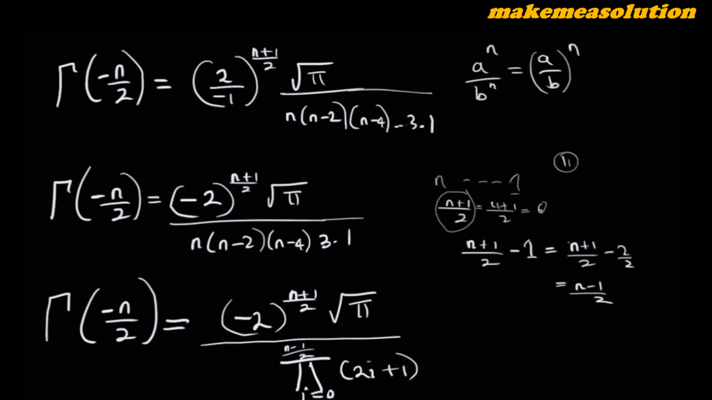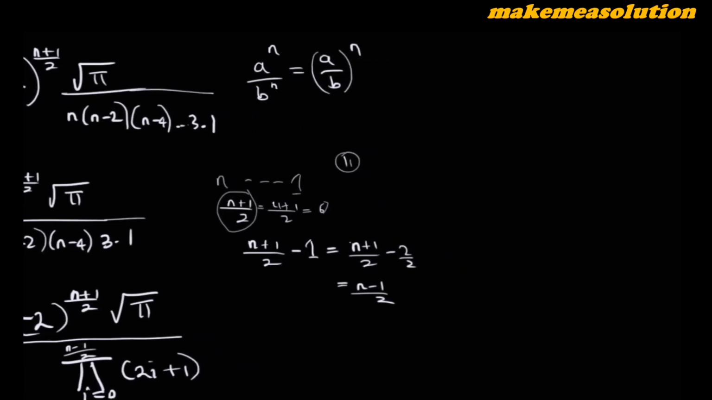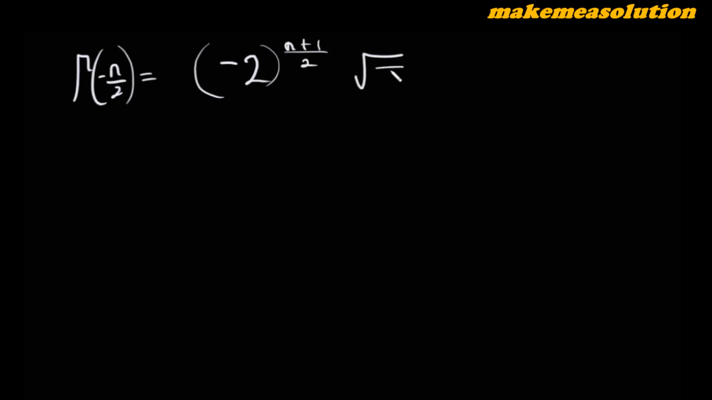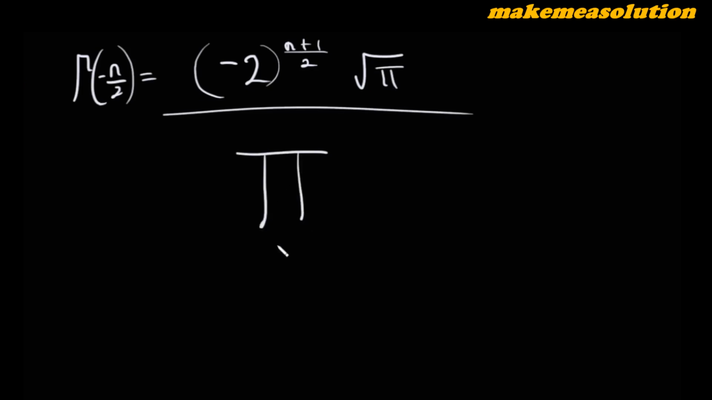So we are going to test it out. Is that okay? So that it will be legit. So let me write it again. You have gamma of minus n over 2 is given to us as negative 2 raised to the power of (n+1)/2, and we now have root pi, then all over we have the product operator, i equals 0 to (n-1)/2, of 2i plus 1.